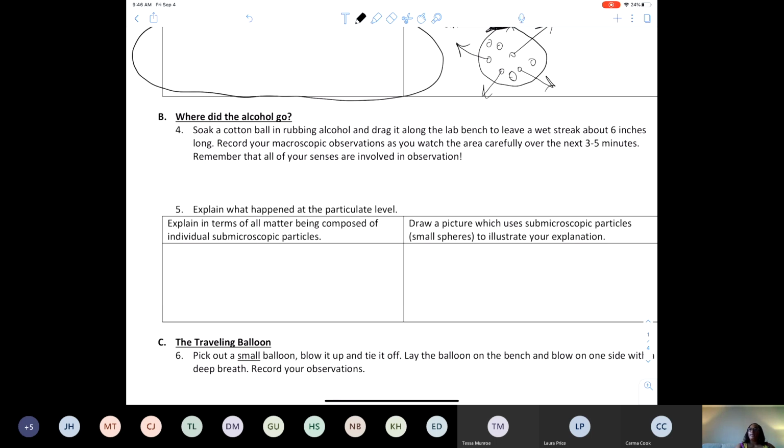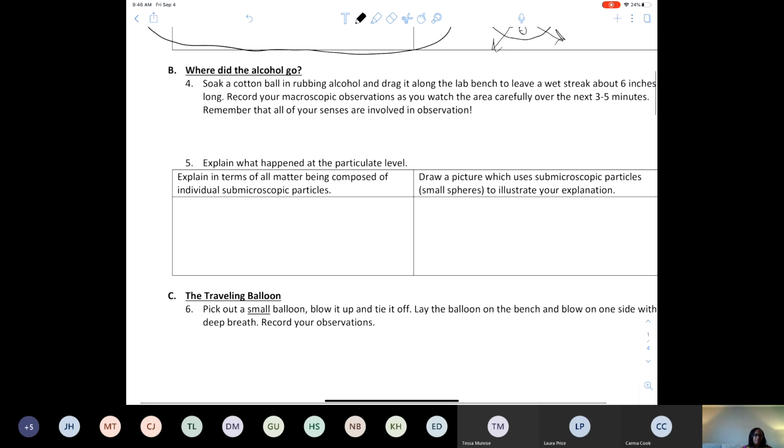Okay, I think most of us are back in the general room. So let's talk about part B, questions 4 and 5. And so what were some of the observations that you made?